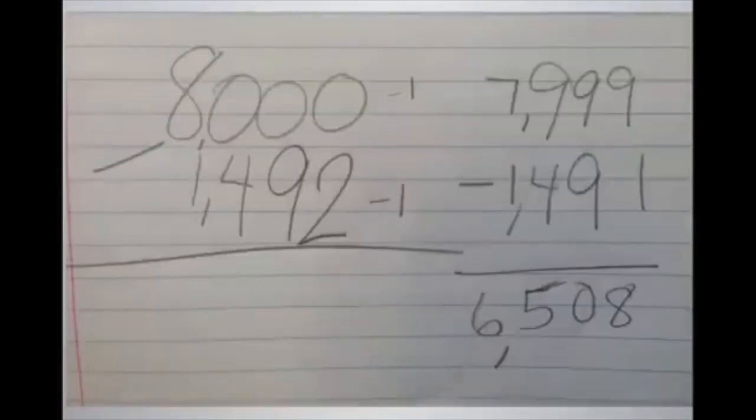And here you can see in this example, subtracting across zeros is very difficult. So in this particular case, by subtracting 1, the student really made the problem much easier. So now instead of having 8,000 minus 1,492, we have 7,999 minus 1,491. And then that process of subtracting was much easier.